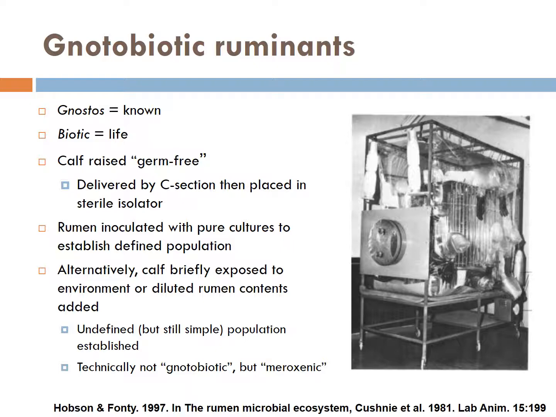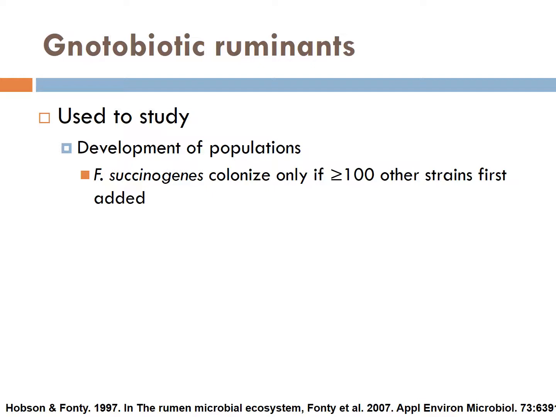The rumen is then inoculated with pure cultures to establish a defined population, hence the term known life. Alternatively, the calf can be briefly exposed to the environment, or diluted rumen contents can be added. This creates an undefined but still simple population. Technically, these animals are not gnotobiotic, but meroxenic. These ruminants can be used to study many problems, including the development of populations. For example, it was found that Fibrobacter succinogenes colonizes only if more than 100 other strains were first added. These colonization experiments couldn't be performed with any other model.